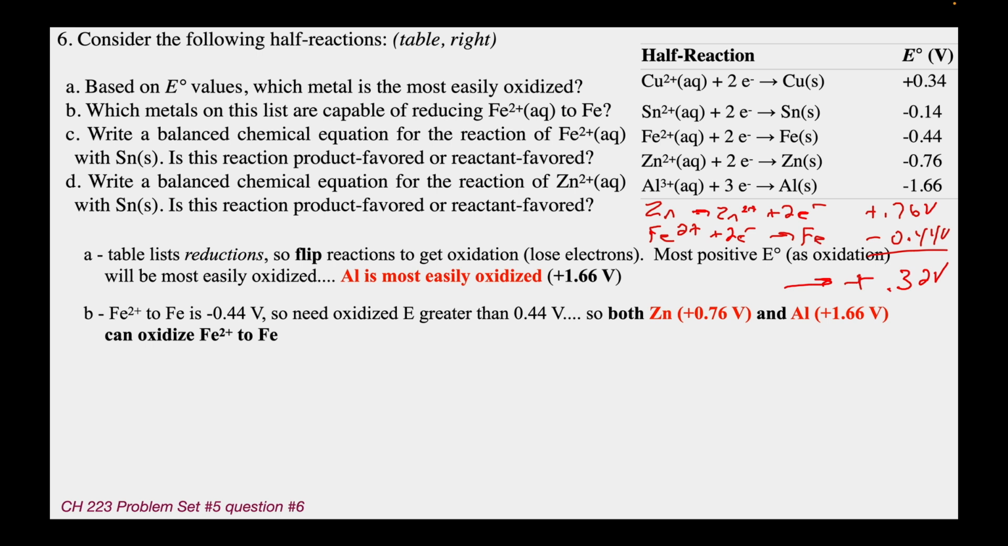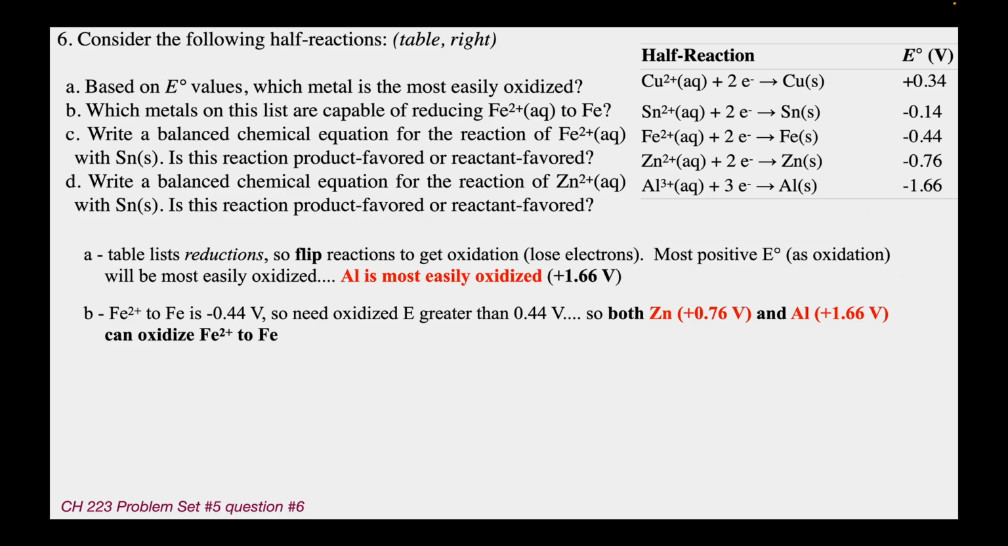So both zinc and aluminum are capable of turning iron 2 plus into iron, but it wouldn't work for tin and it wouldn't work for copper, because if we flipped those reactions around, we would end up with an overall negative E cell value. So again, looking for positive E cell values is kind of the punchline on a lot of these problems.